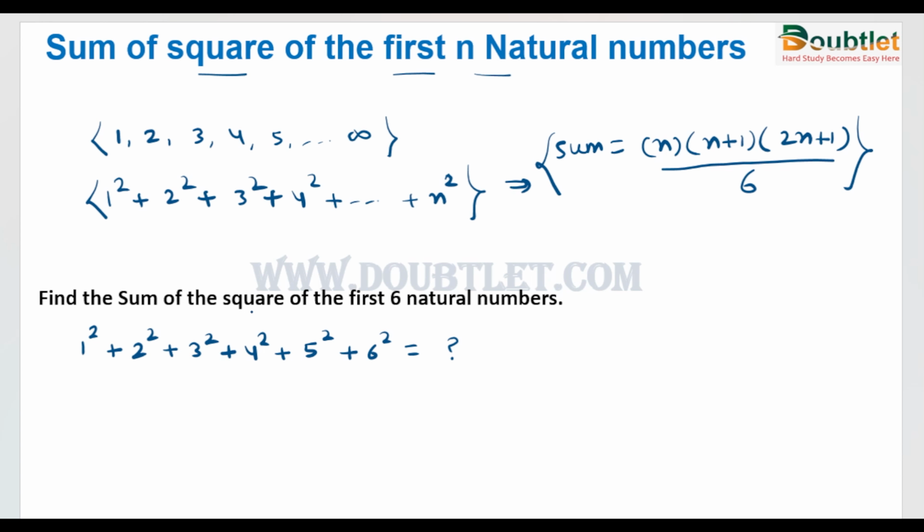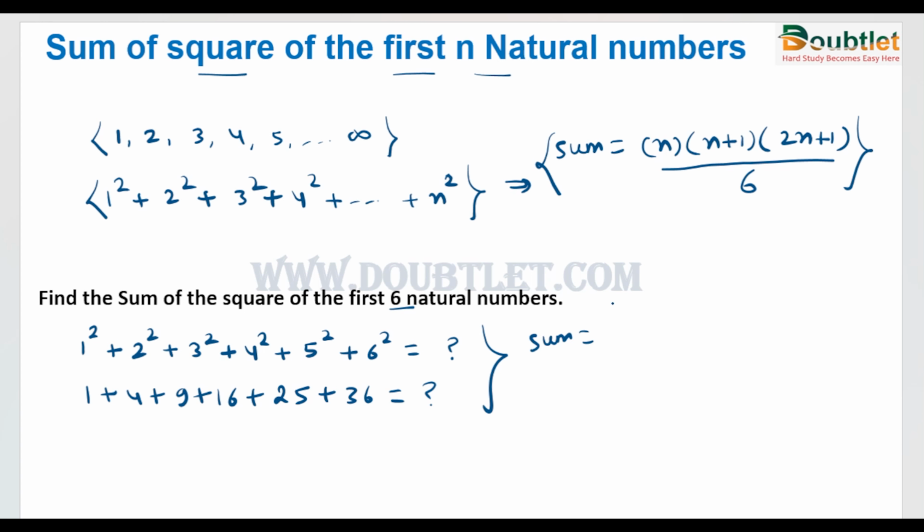In this question we need to find the sum of squares of the first 6 natural numbers. I have written it here. The first method is to find out the squares and then calculate the sum. This is a long method. In the short method we will use the above formula.